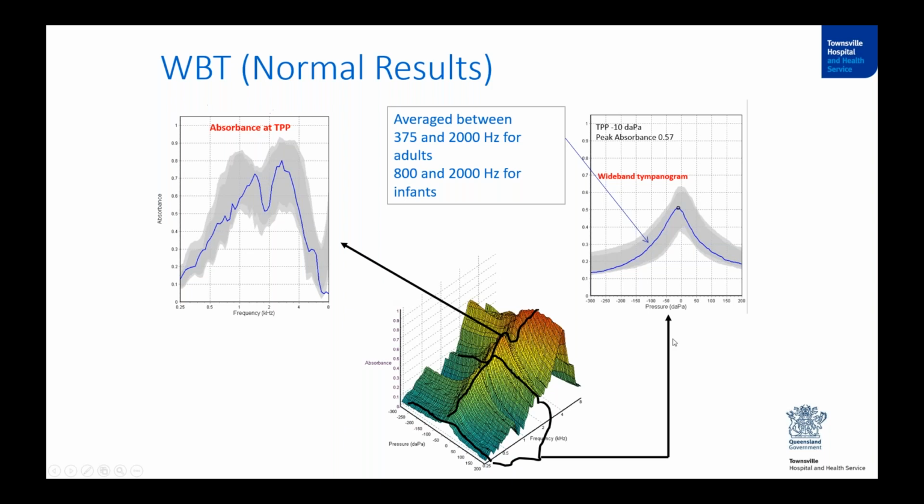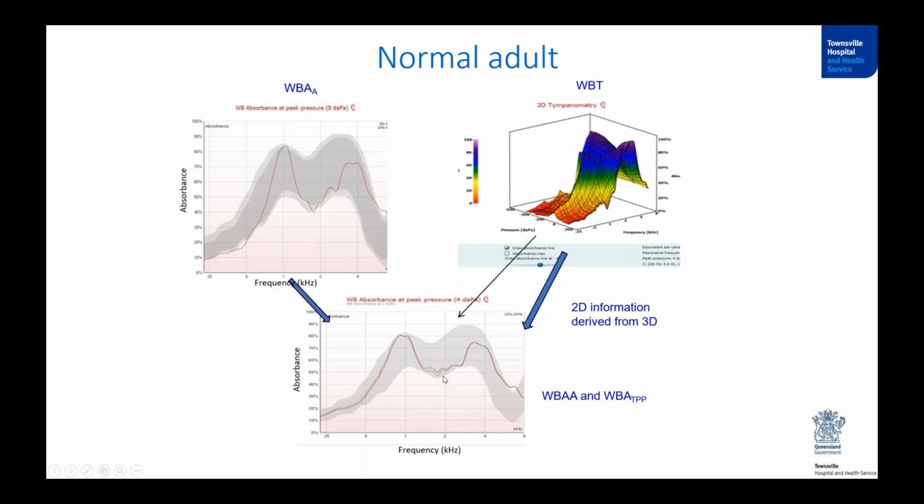So when you measure wideband absorbance, you get two curves. One is measured at ambient pressure, that is when there's no pressure, and the other one is averaged at the TPP, or the peak tympanometric pressure. So you get two different curves. This whole three-dimensional graph is collapsed into one two-dimensional curve.